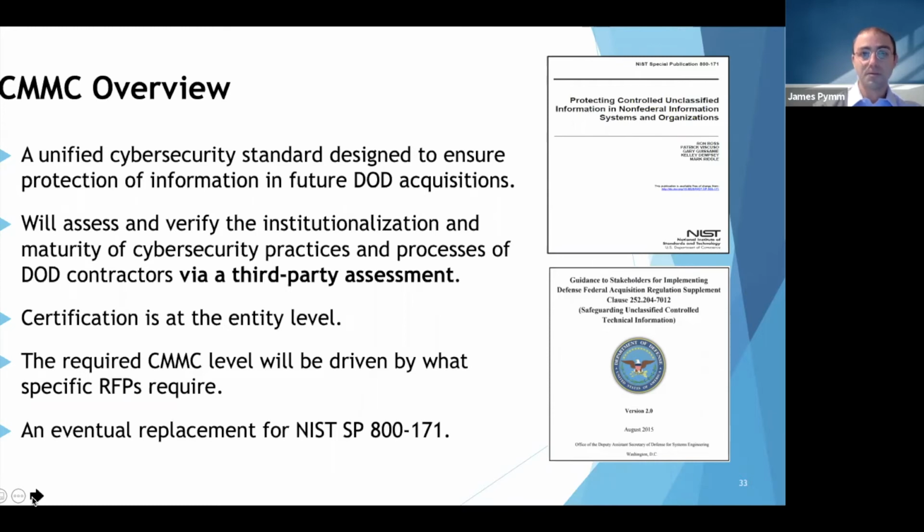The required CMMC level will be driven by what specific RFPs require. Now, I understand that many of you on the line are obviously suppliers to GDLS, so that will likely drive what level you need to strive for. So what do I mean by this?